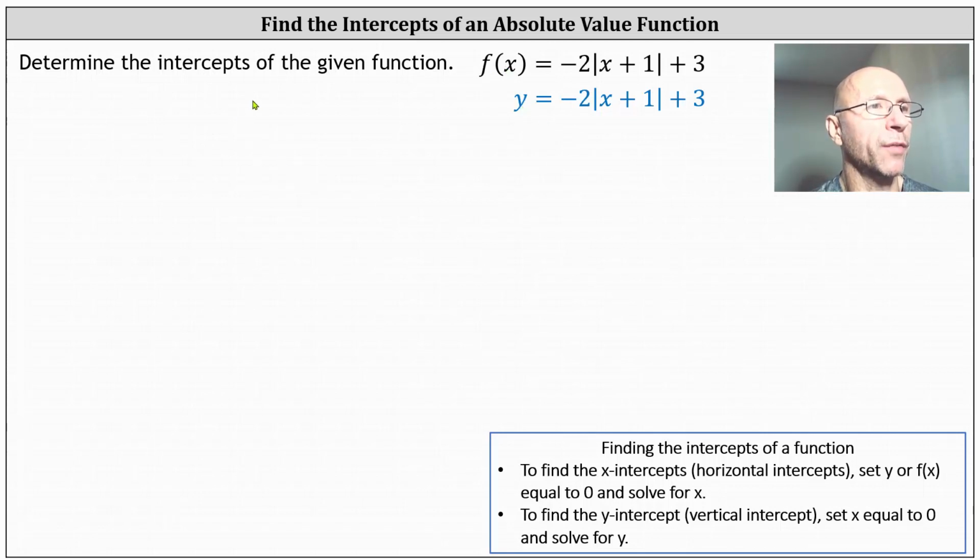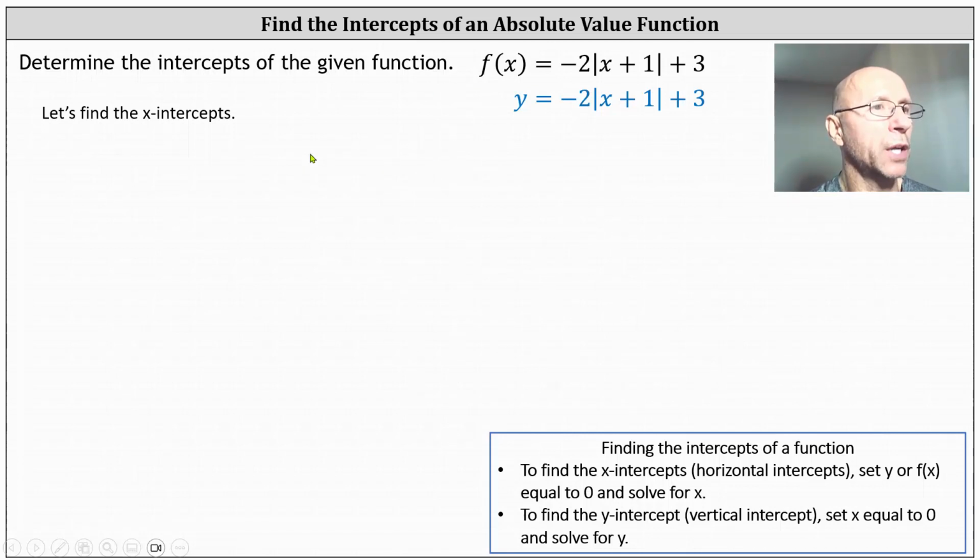We find the intercepts of any function using the same method. To find the x-intercepts, or horizontal intercepts, we set y or f of x equal to 0 and solve for x. And to find the y-intercept, or vertical intercept, we set x equal to 0 and solve for y. Let's begin by determining the x-intercepts by setting f of x or y equal to 0.